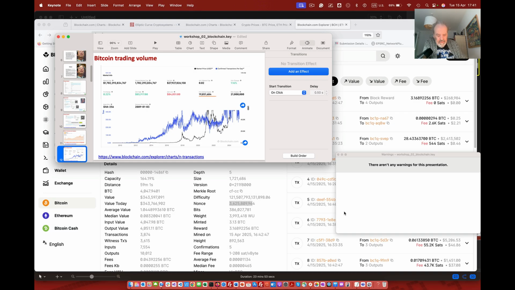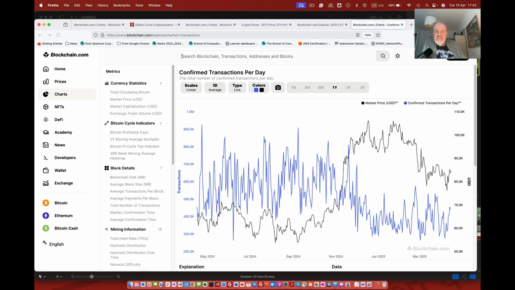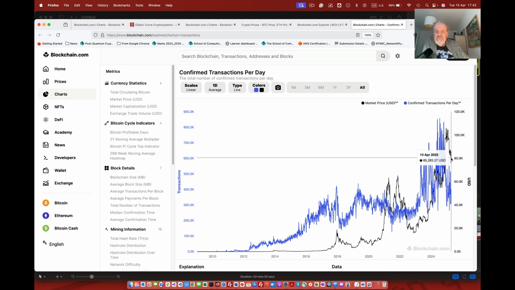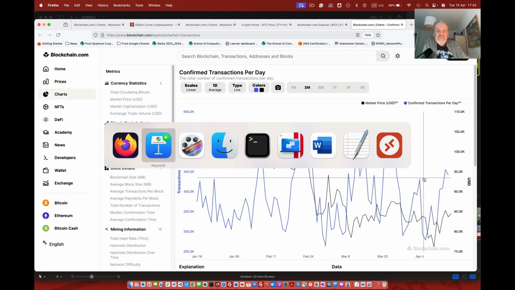When it comes to trading, the amounts of trading tend to vary very much around the volatility of the market. So this shows the actual market price, and this shows the confirmed transactions. So when we see a peak, then it's typically that the price of the Bitcoin is falling in some way, and there's lots of activity. So we can see this chart here. Okay, and here it is for all time, back to 2009. But we can obviously zoom in to look at the recent transaction amounts.